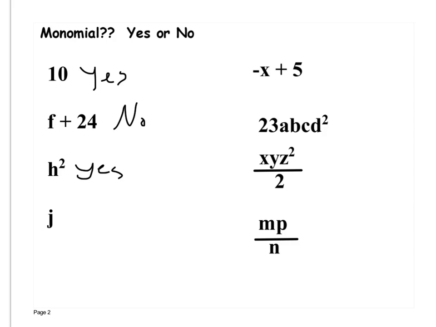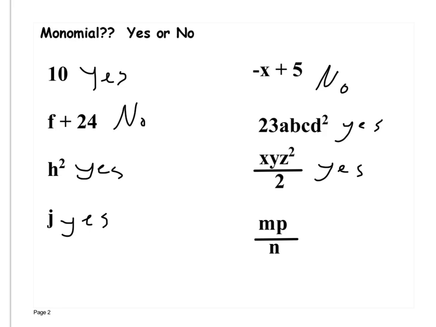J? Yes, that's a monomial. Negative x plus 5? No. 23abcd squared? Yes, it's a product of a number and variables, as long as there's not a negative exponent. What about xyz squared over 2? This is yes. It's a product of variables, as long as the denominator is a constant. It's okay if the denominator is a constant.